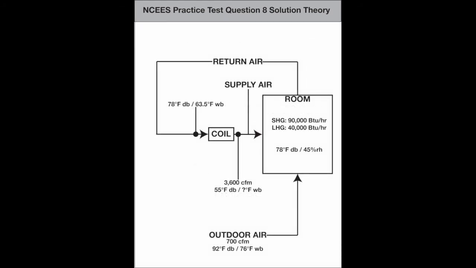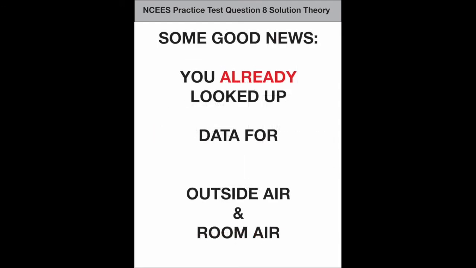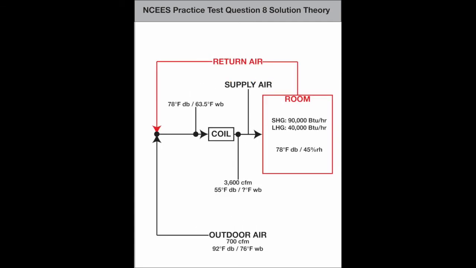You're left with the assumption that the air handling schematic must look like this. The outside air and the return air mix before entering the coil. You've looked up all the relevant data for the outside and room air in the dead-end attempt just shown. Also, remember that the room air conditions are the same as the return air conditions.